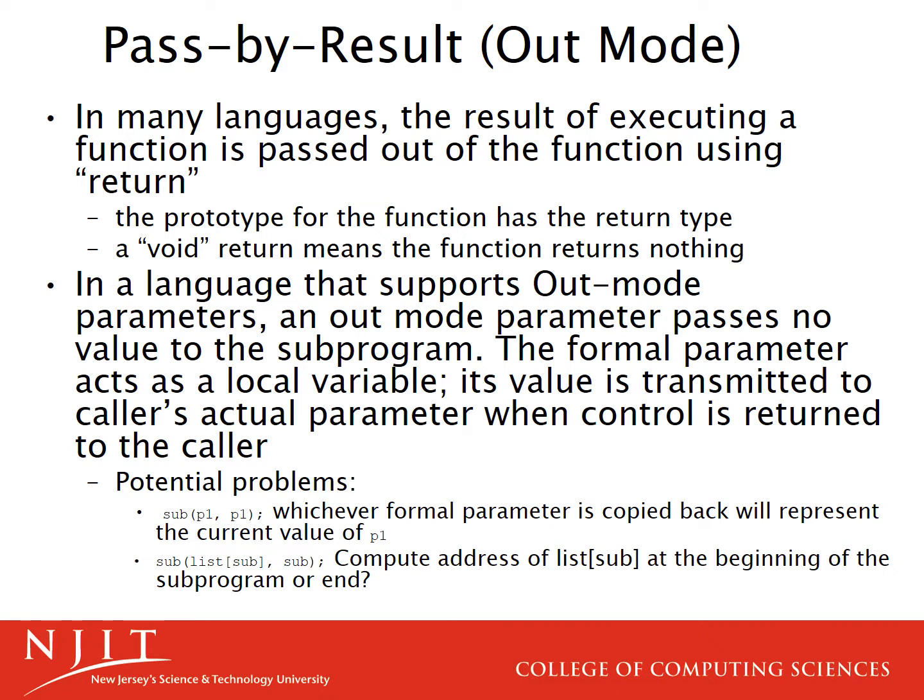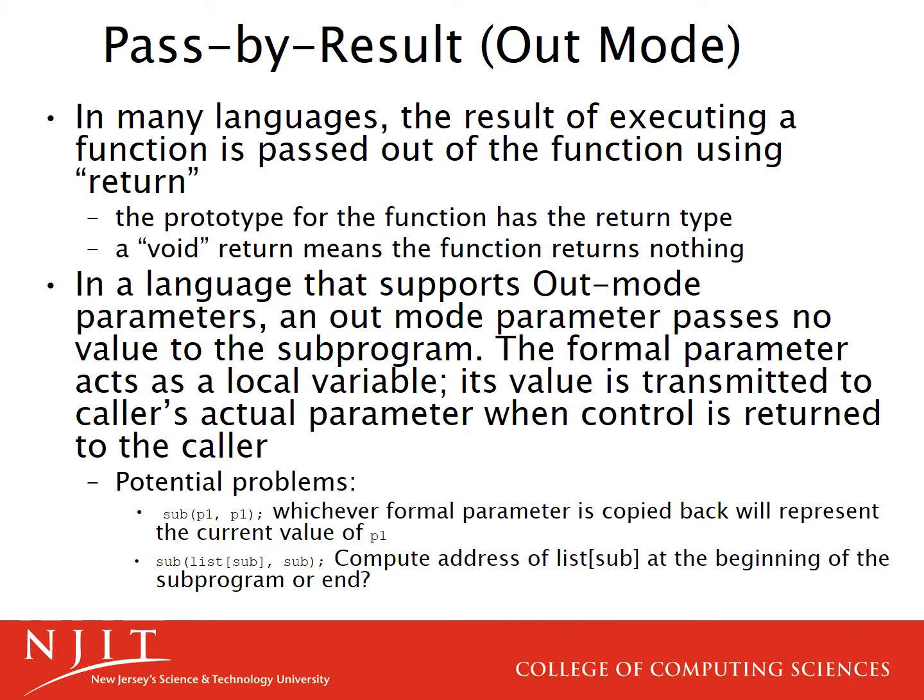Now, there are some languages which, instead of doing explicit returns of a single value, just declare that certain parameters can be out mode parameters, which means that at the end of the function, all of the actual values for those formal parameters get copied out. This tends to cause problems and messes, right? And you can see that illustrated here on this slide.